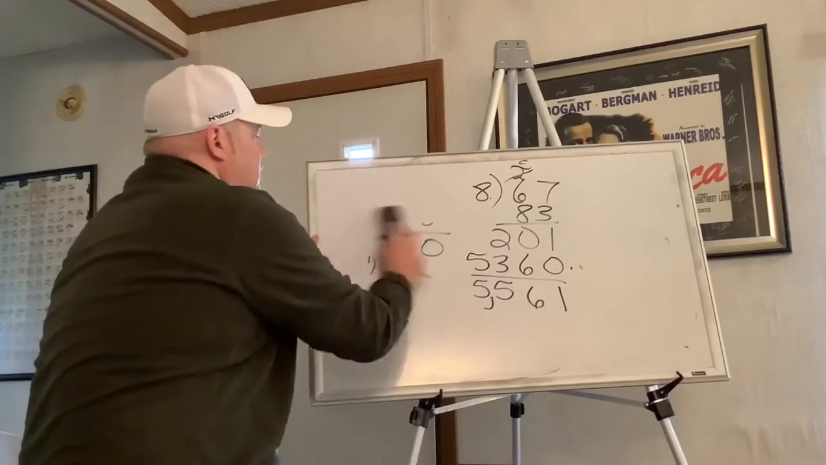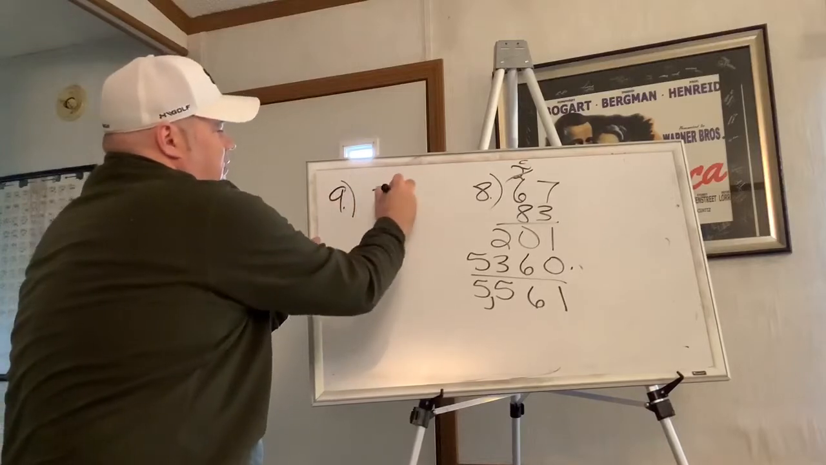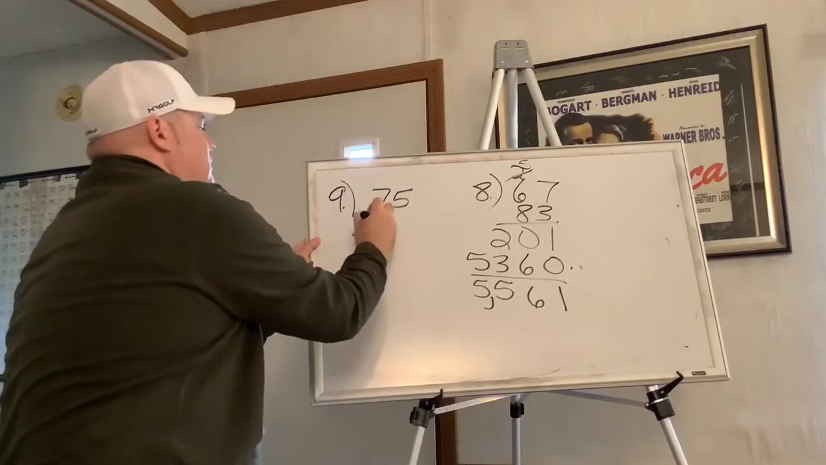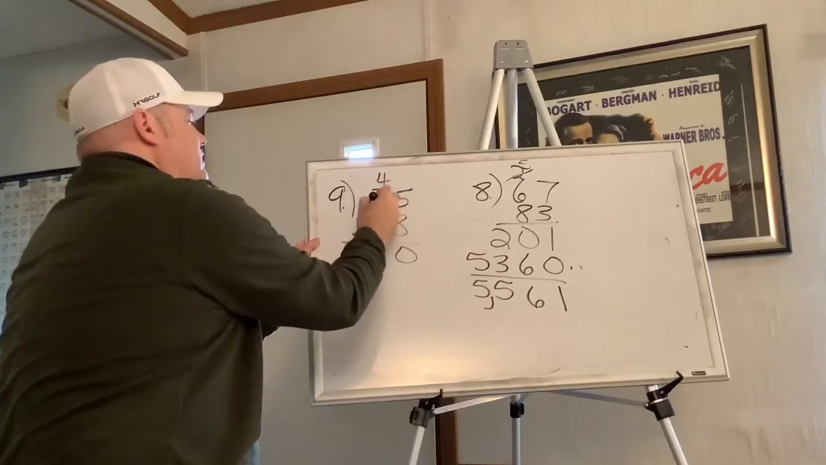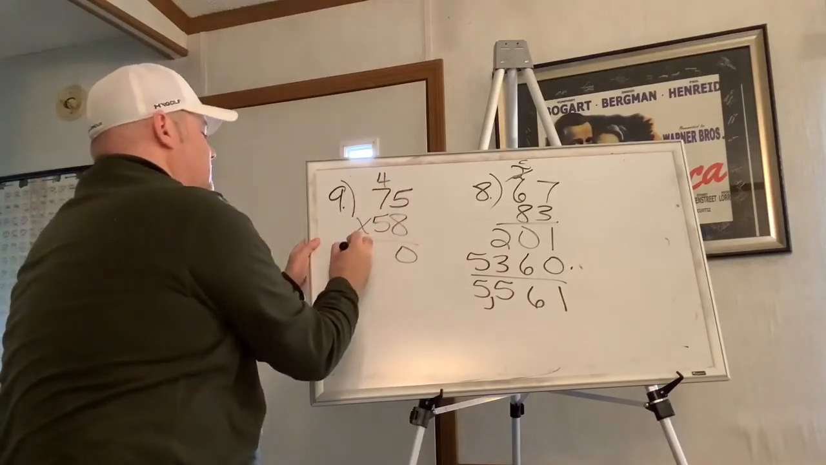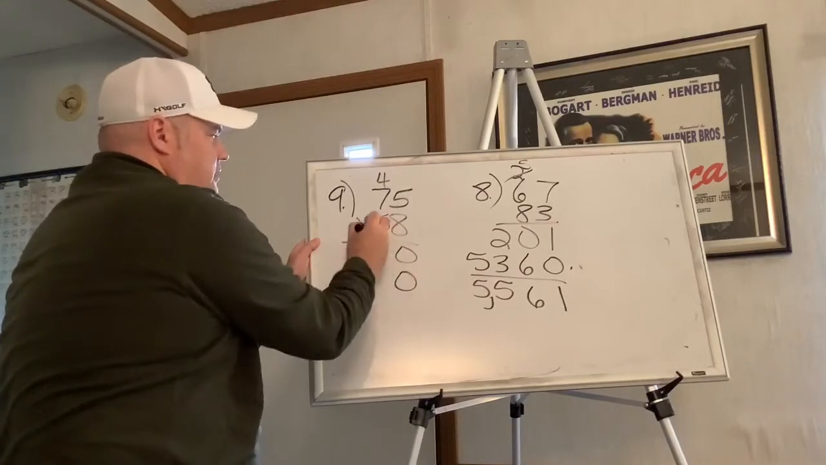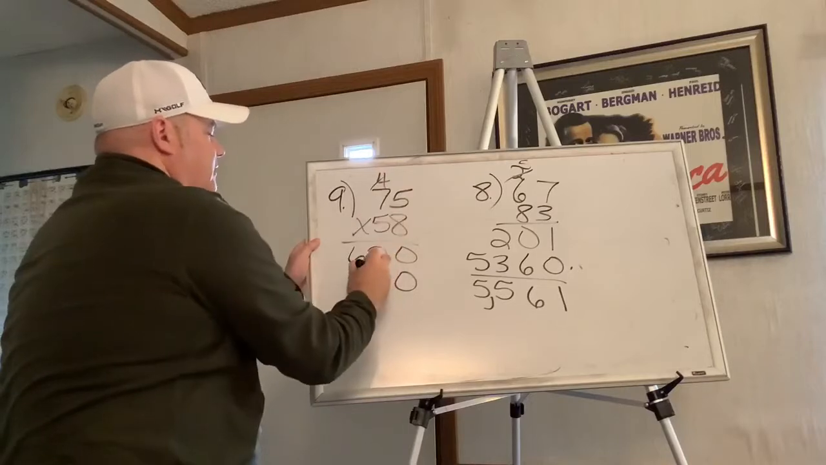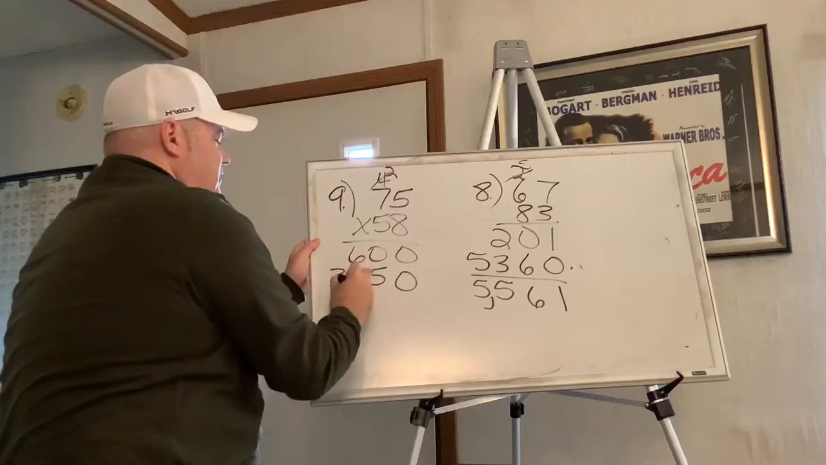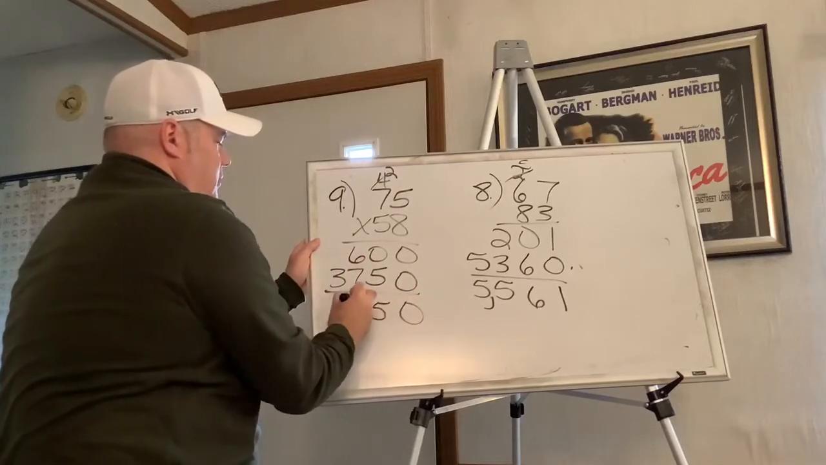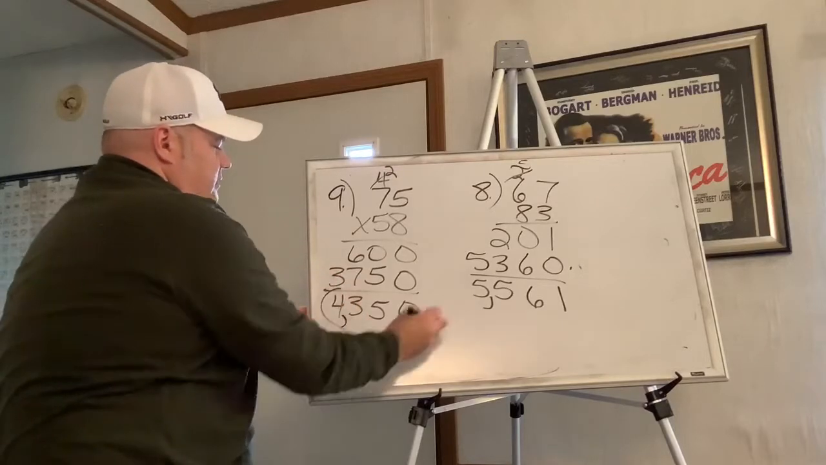Number 9 was 75 times 58. So same thing. 8 times 5 is 40. 8 times 7 is 56. Plus 4 is 60. Put your 0 to start your next row. 5 times 5 is 25. 5 times 7 is 35. Plus 2 is 37. So check each row. You should get 4,350.